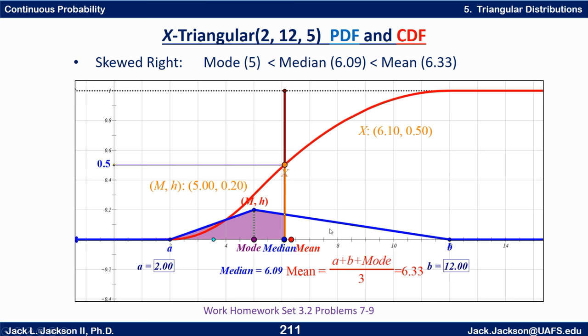So in general, skewed right is going to pull the mean above the median. In this case, it's above the mode as well.